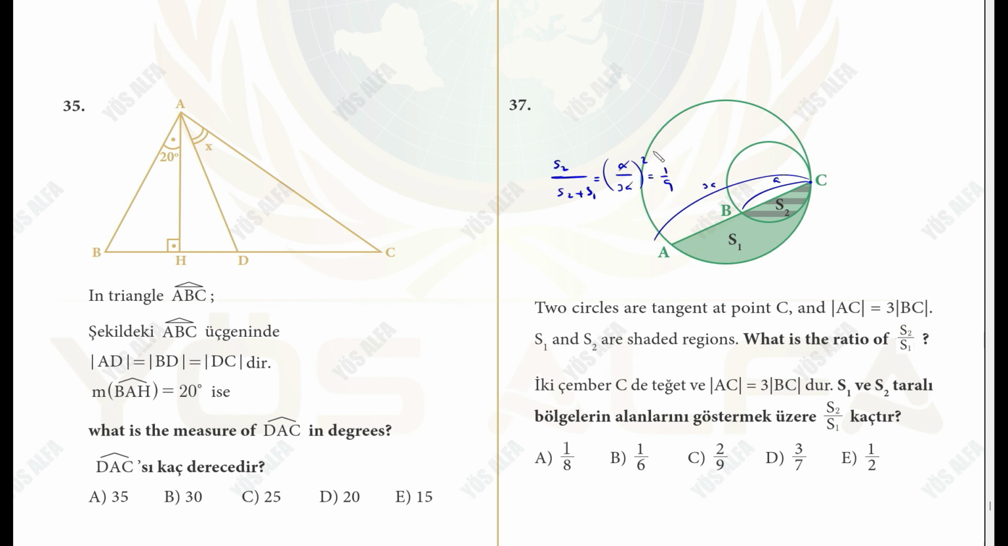So from here, we can derive S2 over S1. So 9S2 is equal to S2 plus S1. So 8S2 is equal to S1. S2 over S1 is 1 over 8. So the answer is A.